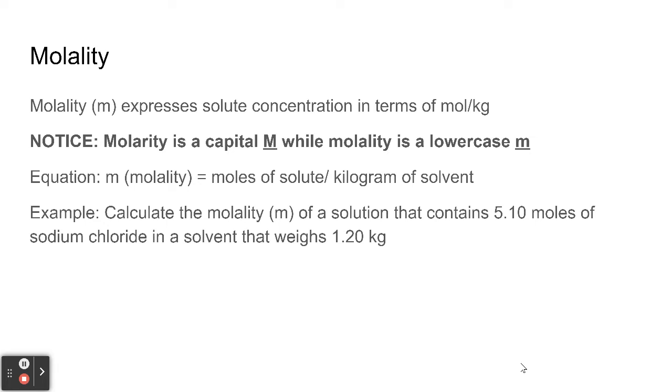We'll work this example out. Calculate the molality of a solution that contains 5.10 moles of sodium chloride in a solvent that weighs 1.20 kilograms. So I've given you moles, I've given you kilograms, and I'm asking you to solve for molality using that equation. I'll give you a couple minutes here, see if you can come up with the molality of this solution.